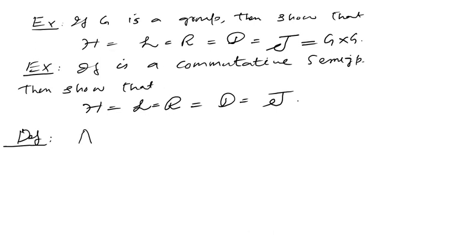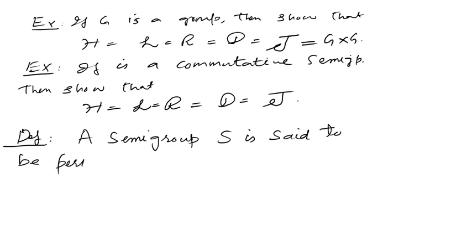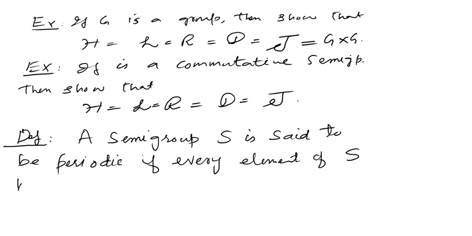A semigroup S is said to be periodic if every element, or each element, of S has a finite order.